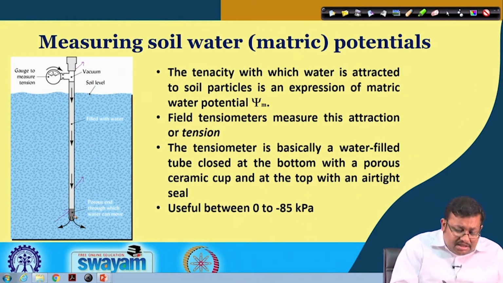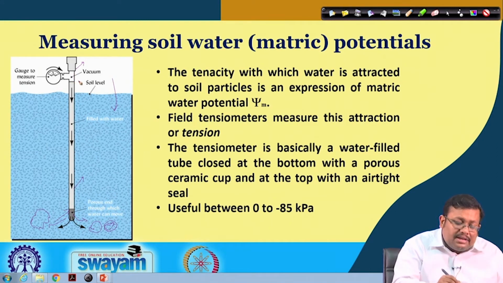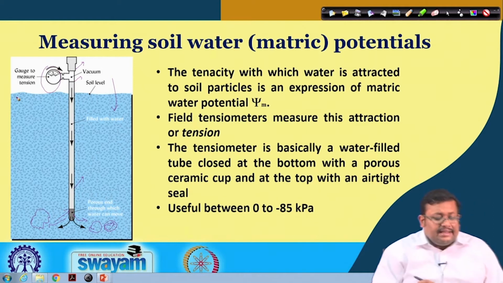What is the working principle of this tensiometer? Well, as you know, it contains this porous cup. Once we insert this tensiometer into the soil, based on the matric potential of soil particles, or the attraction of water by the soil matrix, obviously the water will be released through this porous cup to the soil. As a result, a vacuum will be created at the top of the tensiometer, and this vacuum or tension will be measured by a gauge which is fitted at the top of this tensiometer.